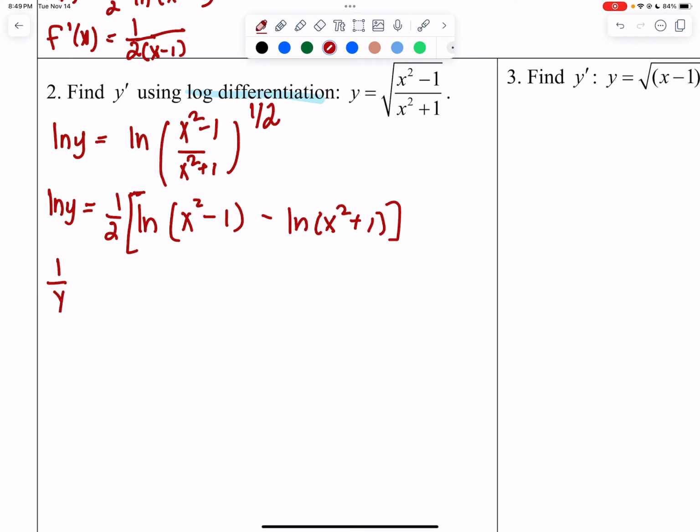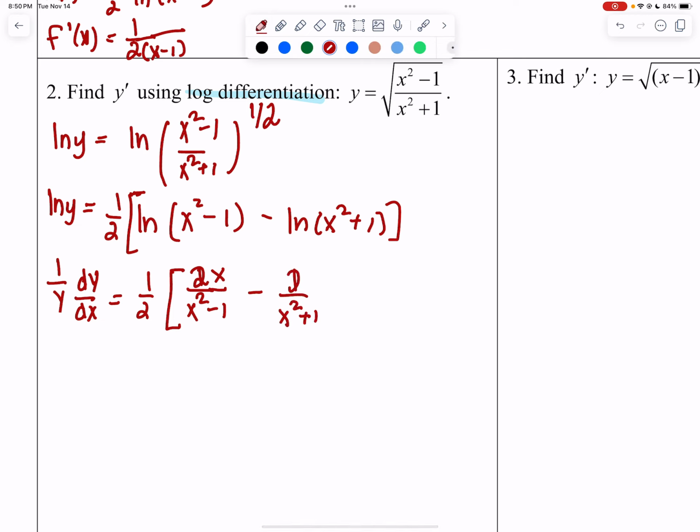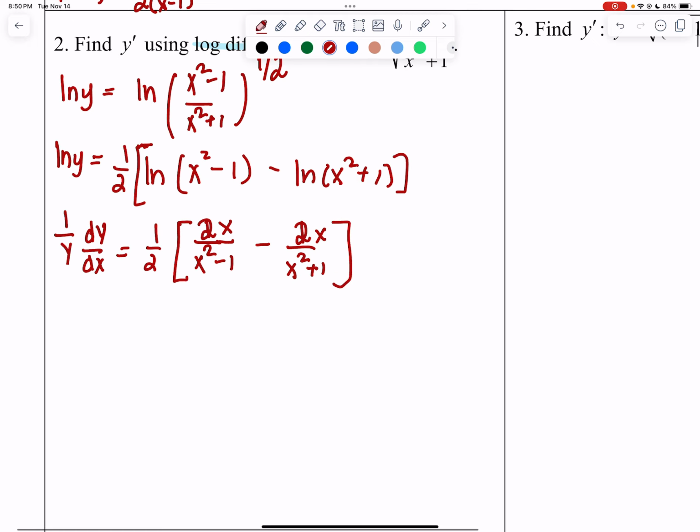We want to take the derivative with respect to x, so you are going to use implicit here. So you're going to have 1 over y dy/dx is equal to 1/2, and then taking the derivative of ln is pretty easy, hopefully. So you have 1 over x squared minus 1 times the derivative of x squared minus 1, which is 2x, minus 1 over x squared plus 1 times 2x, and then you have that.